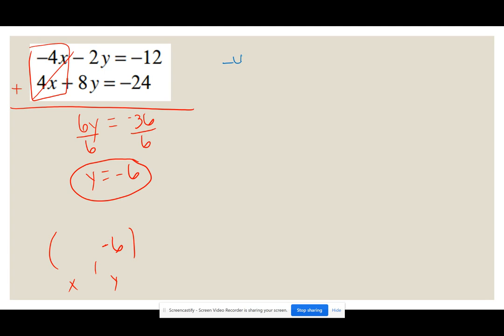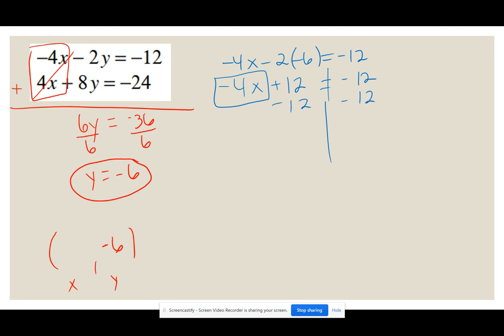So I have -4x minus 2 times our y value of -6 equals -12. Okay, well, if I was solving this equation, I can do -2 times -6, and a negative times a negative is a positive 12. I'm going to bring everything else down that I haven't used yet. Now I need to get this x by itself, so I need to move the constant. I need to subtract 12 from both sides.